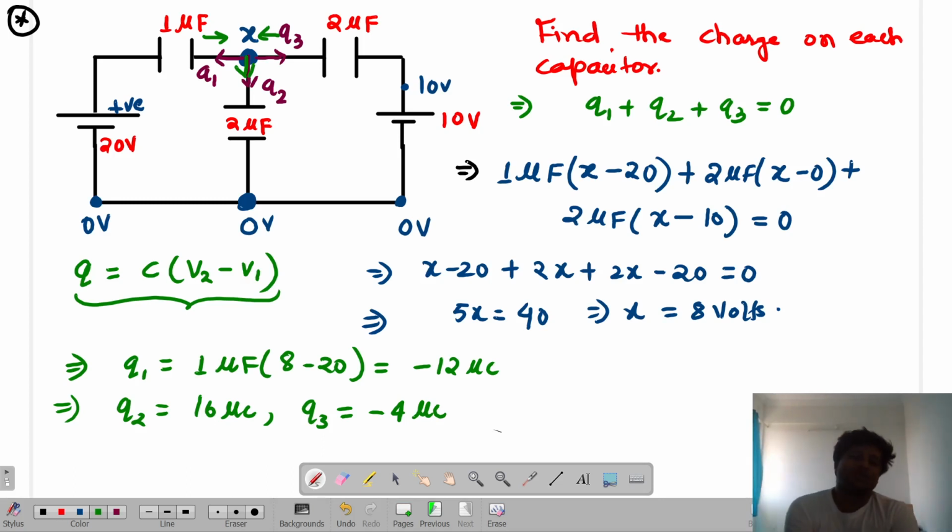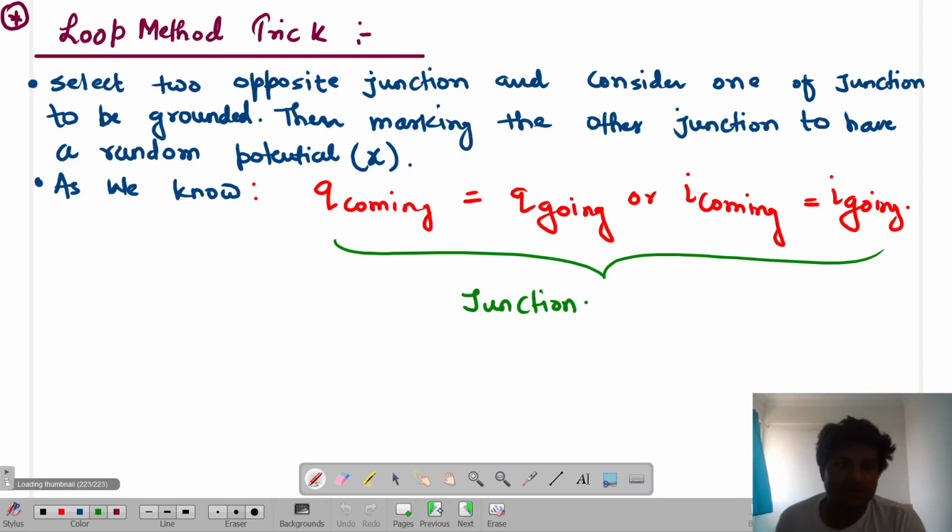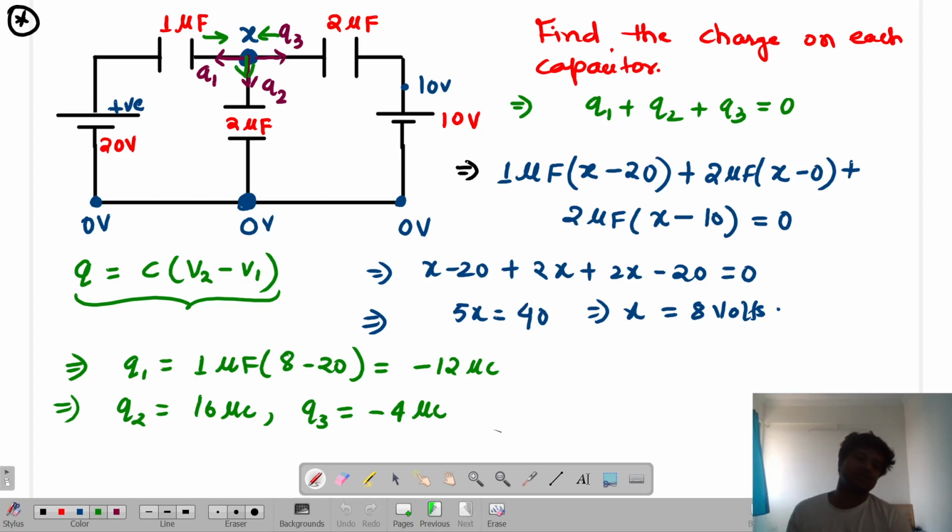Yes. So this is called the loop rule trick. What do we call it? Loop method trick. Consider one of the potentials to be at X, another one to be 0. Are you able to get me? Similarly, we can consider the downward also as X and the upward as 0. Can we?